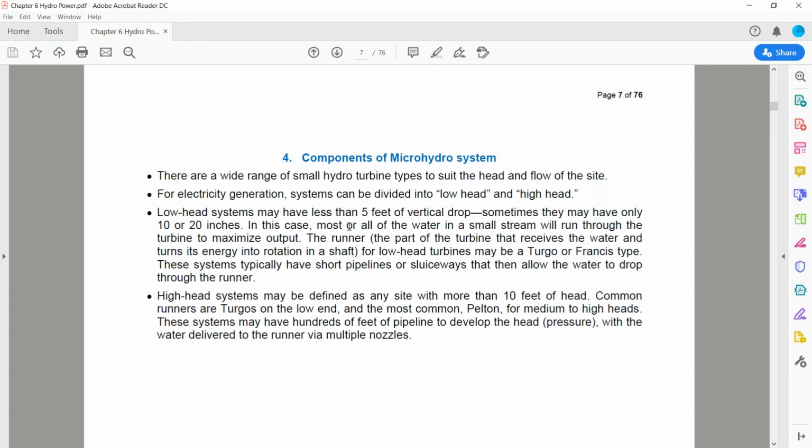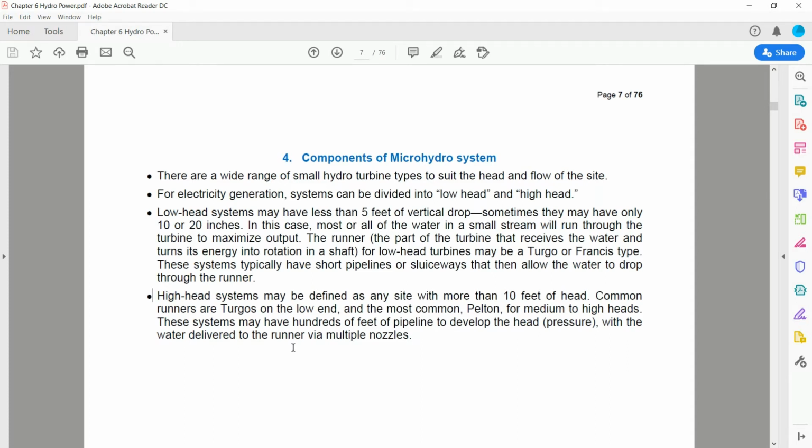The runner is the part of the turbine that receives the water and turns its energy into rotation in a shaft. For this low head turbine, it may be a Turgo or Francis type turbine. So this is the name of the turbine. This system typically has short pipelines and a sluiceway that then allows the water to drop through the runner.